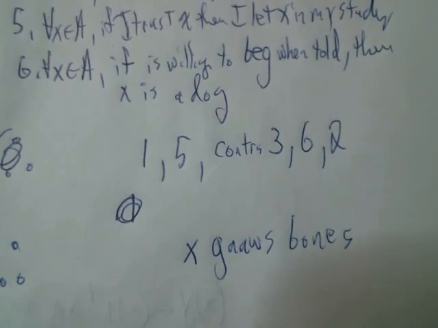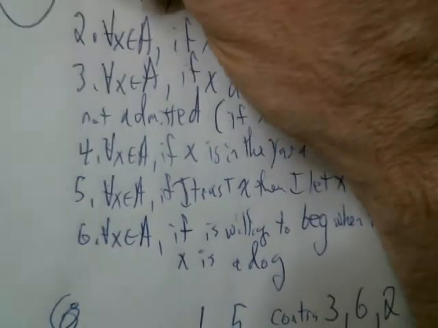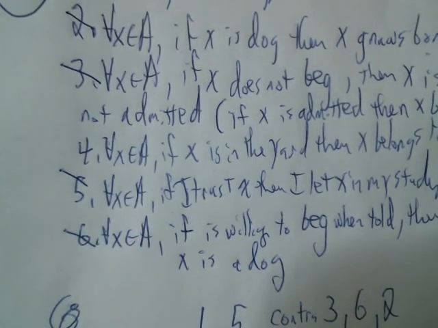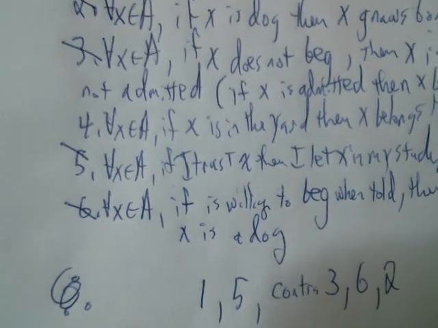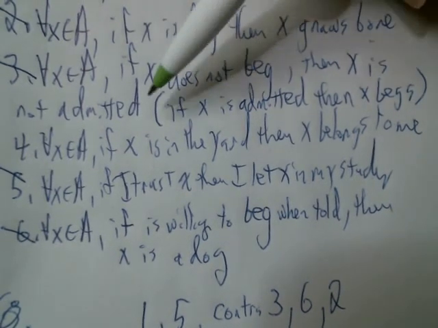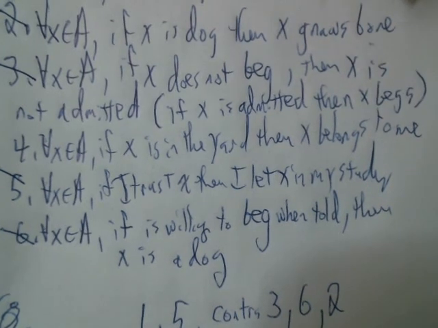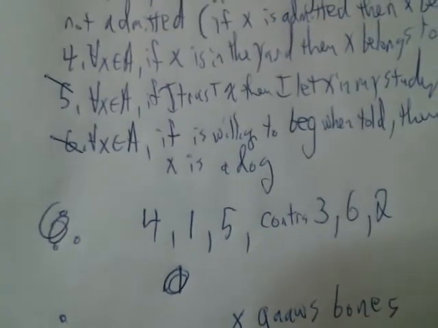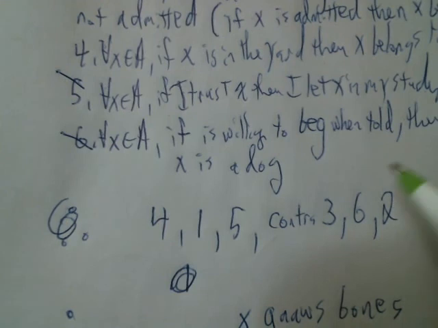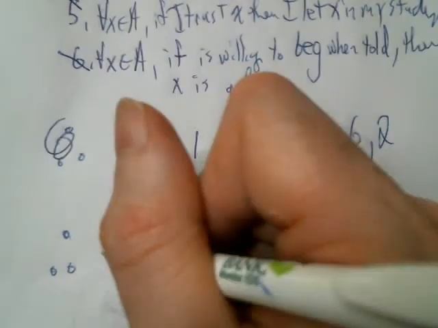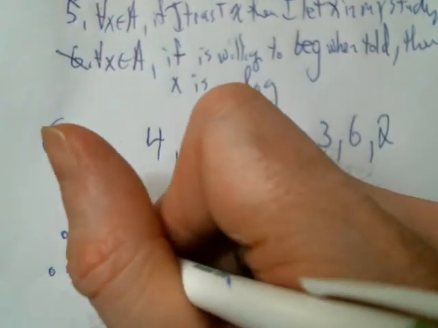We just need the beginning statement. Did we get all of them? So we got 1, 5, contrapositive 3, 6, 2, and then 4. Does 4 hook up to 1? Yeah, so 4 hooks up to 1 because the end of 4, x belongs to me, is the beginning of 1, x belongs to me, so 4 comes first. So if x belongs to me, so if x is in the yard, then x gnaws bones, okay? So that would be my conclusion.